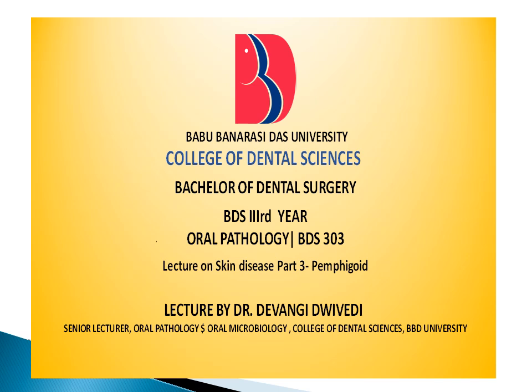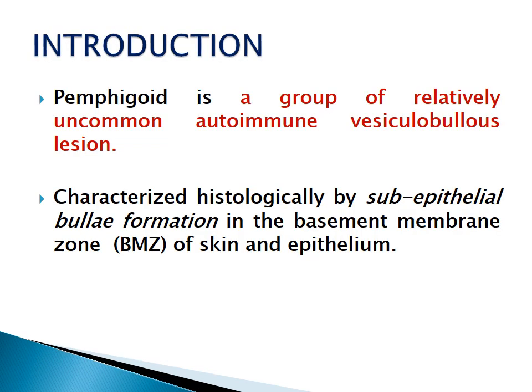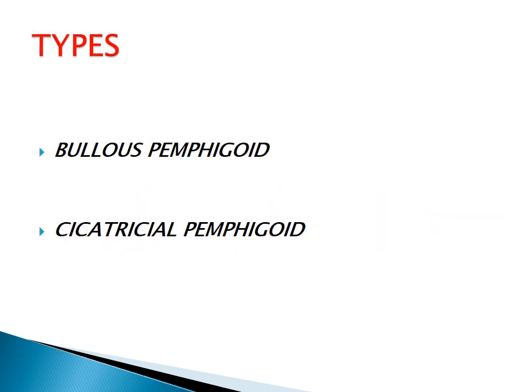Today I'll tell you about the skin disease pemphigoid. Pemphigoid is a group of relatively uncommon autoimmune vesiculobullous lesions. It is characterized histologically by subepithelial bullae formation in the basement membrane zone of skin and epithelium.